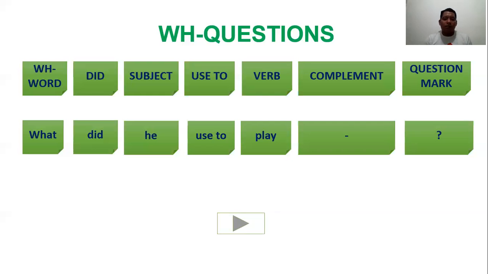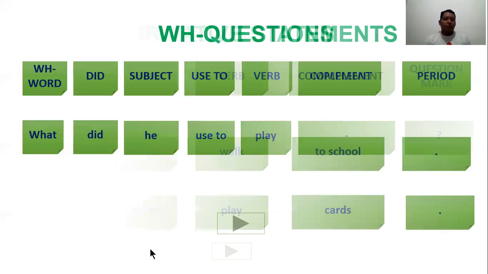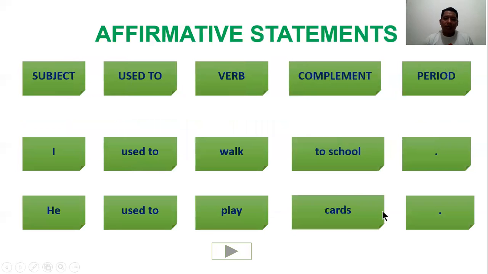Okay, how to answer this question? Let's see. What did he use to play? He used to play cards. This is how we answer this question, and this is an open question or a WH question.